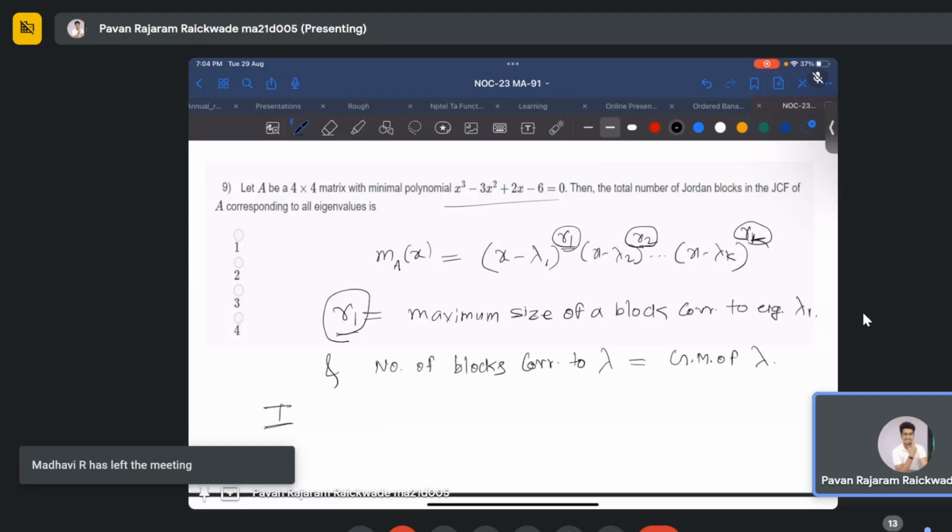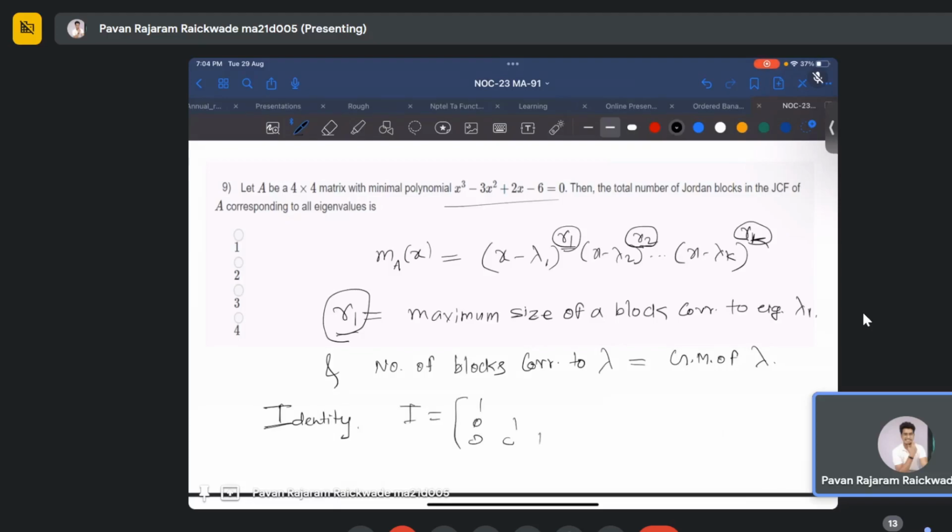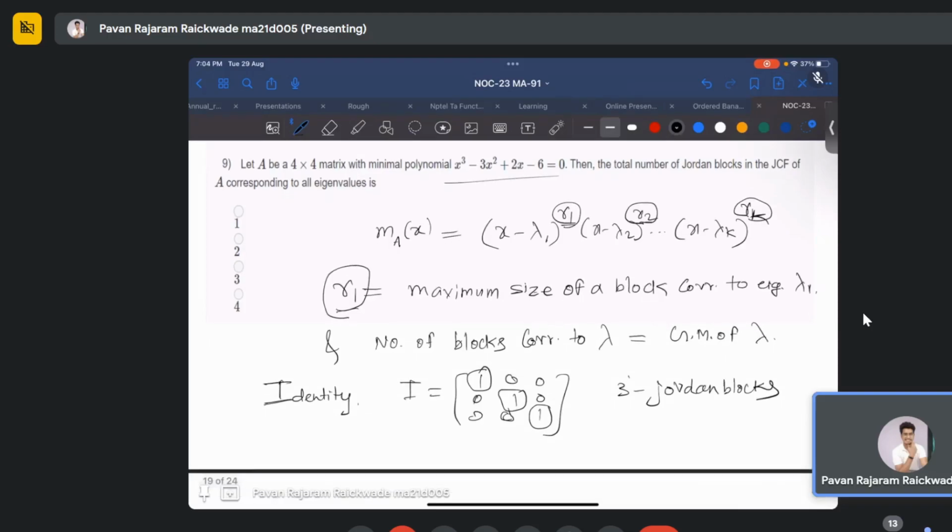Okay, let's see what happens in the identity matrix. For identity, eigenvalues are only one. How many Jordan blocks do you have? You have three Jordan blocks. Each one is a Jordan block. And you have a minimal polynomial as x minus 1, right? So the degree is 1. Yes, so 1 is the maximum size of a block corresponding to eigenvalue 1. Yes, that's true. And how many blocks are there? There are three blocks, and for eigenvalue 1, you have three distinct eigenvectors, e1, e2, e3. So geometric multiplicity is also 3. And that's perfect. I think this is right.